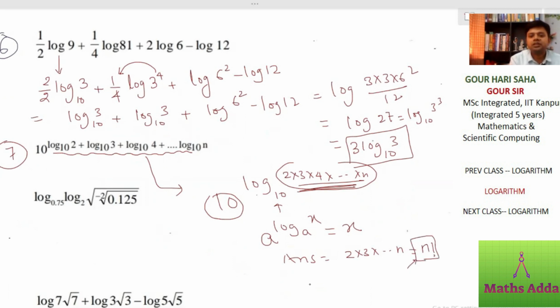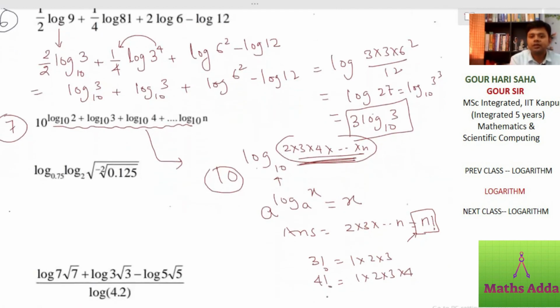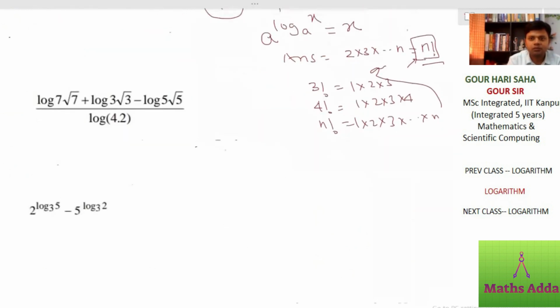N factorial means, 3 factorial means what? It is 1 into 2 into 3. Similarly, 4 factorial is what? 1 into 2 into 3 into 4. That's how we define factorial. So n factorial will be what? 1 into 2 into 3 till n. That is what you got here. That's why I'm writing n factorial. Clear? So you learned one term also, what is factorial, in this logarithm class. Okay, then move to next.